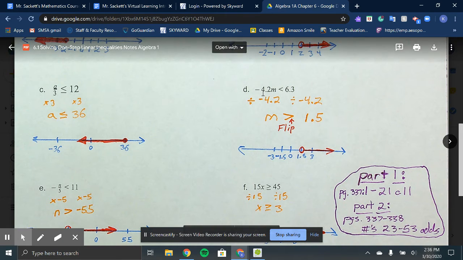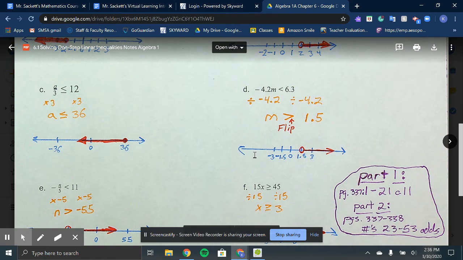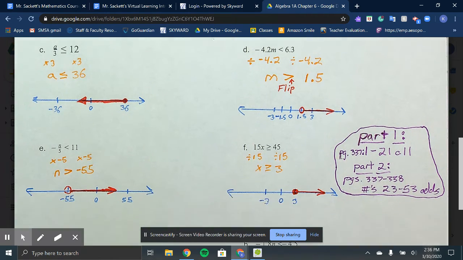In D, negative 4.2 times m is less than 6.3. So in this case, what we would need to do is divide each side by negative 4.2. Dividing by a negative tells me I have to flip my inequality. So in this case, m is greater than 1.5. So for the number line, because it's just greater than, you need an open circle. Anything greater than would be to the right, so our arrow goes to the right.